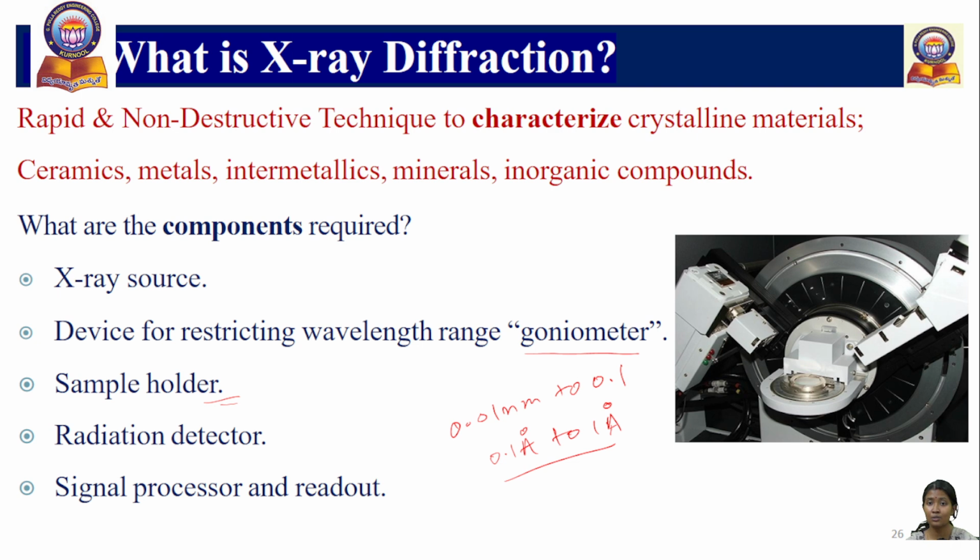Now this X-ray is not visible. It is not like we can see the X-rays forming constructive interference. No. So we have to detect the radiation somehow. So that is another component. And lastly, we will need a signal processor and readout. We need to study those X-rays which have been detected. So these are the basic components: X-ray source, controller of wavelength, a sample holder, radiation detector, and signal processor.